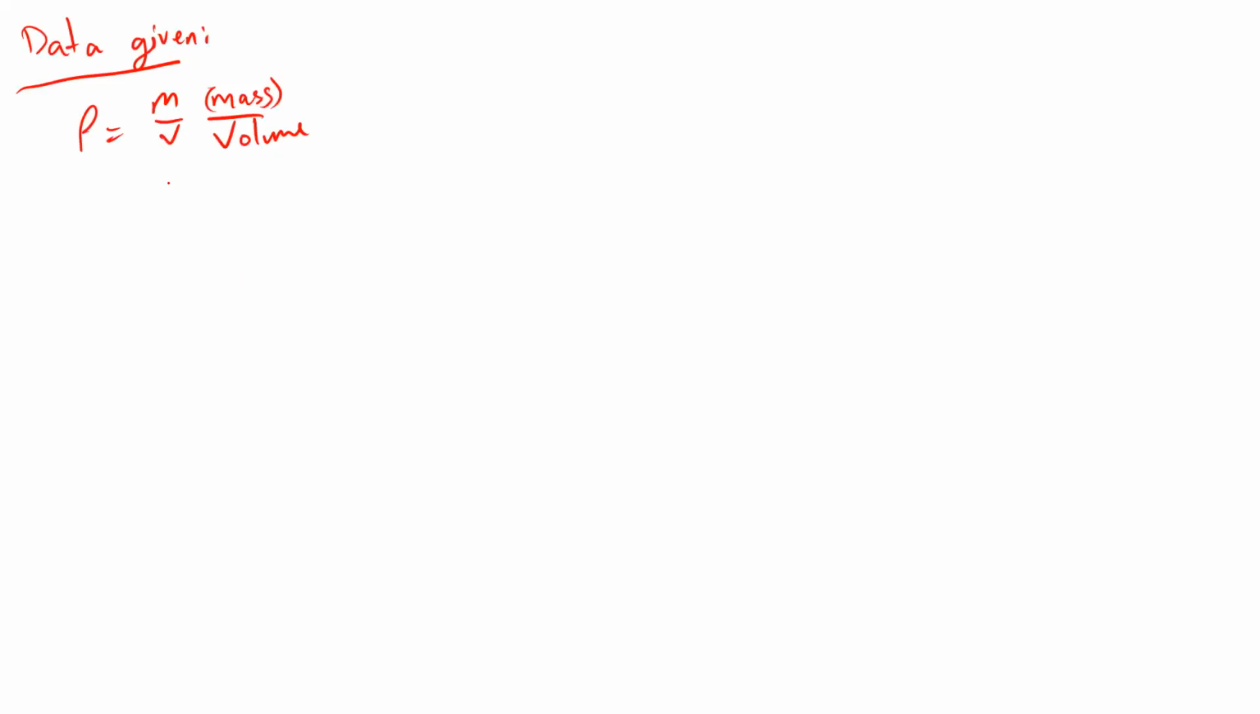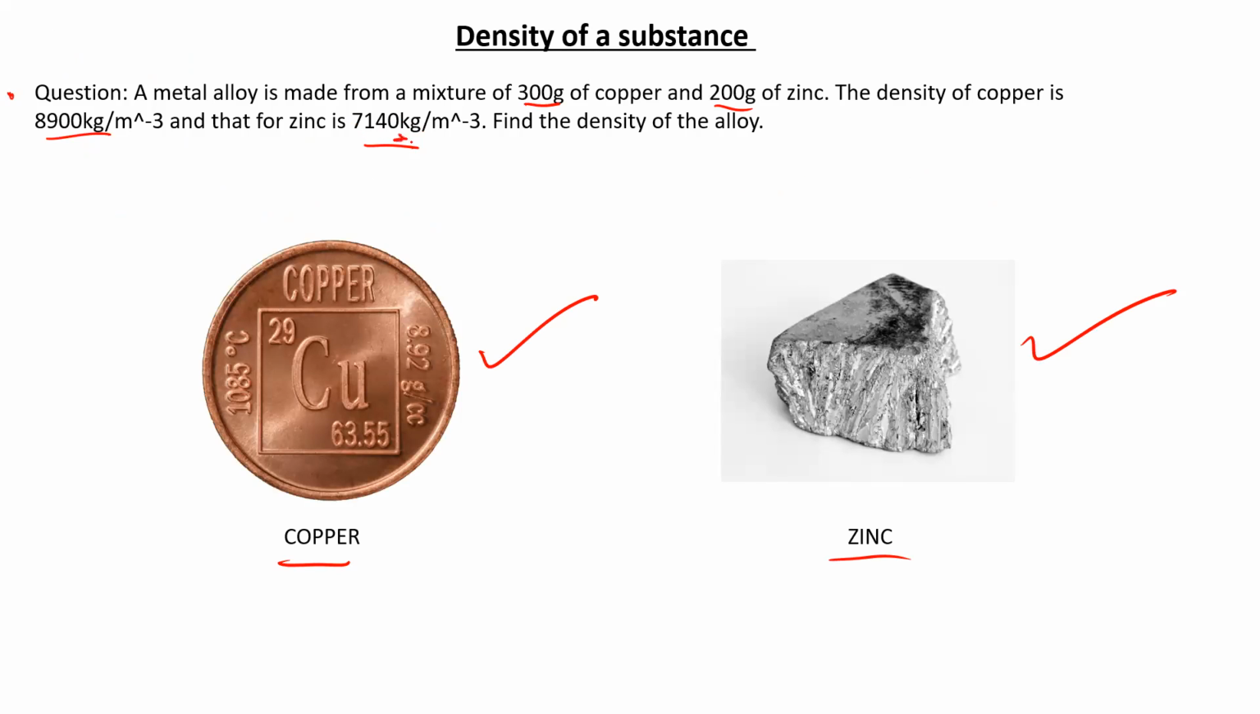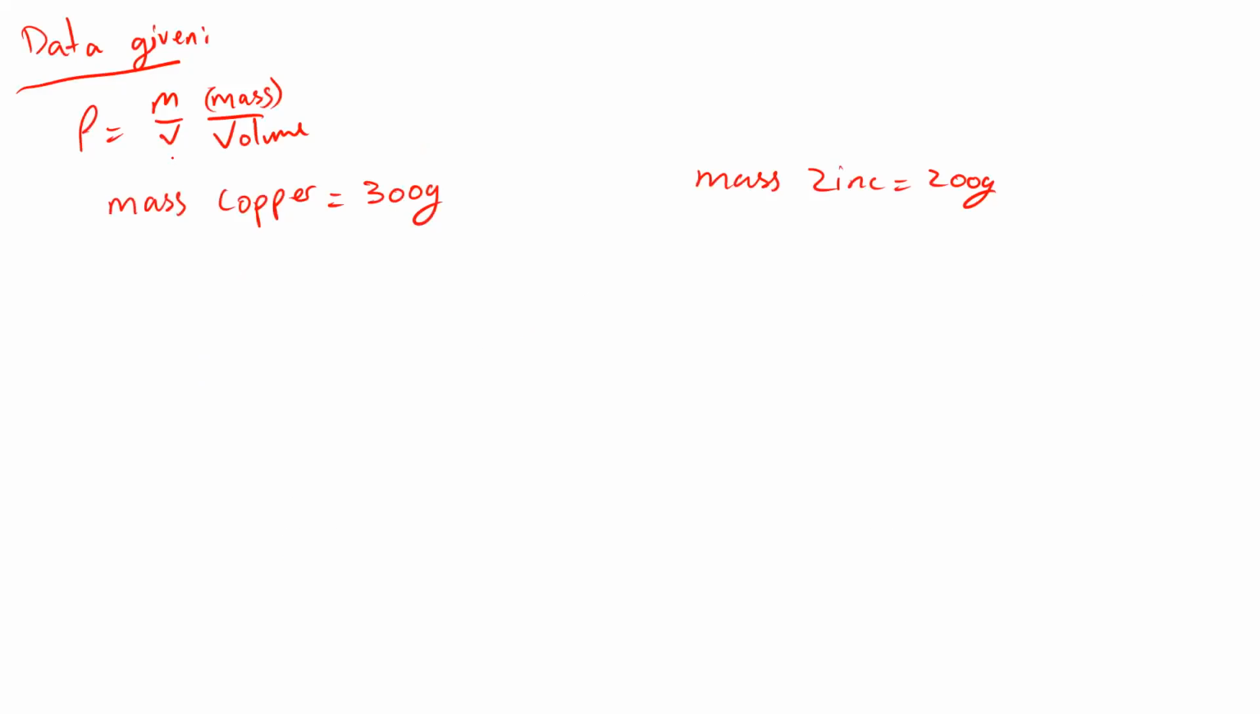And we were given a mass, so the mass of the copper was given to be 300 grams. The mass of the zinc was given to be 200 grams. Now we need to convert these grams into kilograms because these units are in kilograms. So when you simply do that, you will get 0.3 kilogram, and this will be 0.2 kilogram.